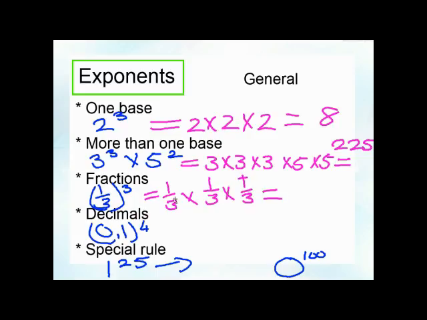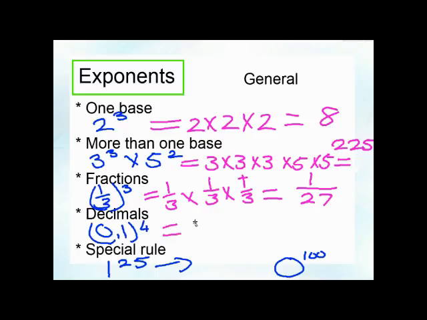Okay, with the fractions, we're going to say a third times a third times a third. And that is equal to, remember, when we multiply fractions, we multiply top with top and bottom with bottom. So it's 1 times 1 times 1, so the top is going to be 1. And the bottom is going to be 3 times 3 times 3, which is going to be 27.